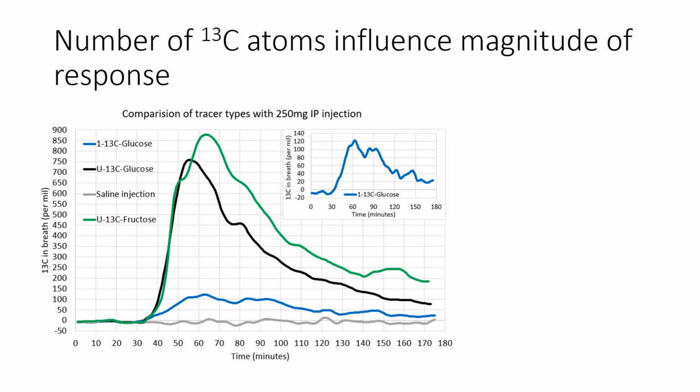Together, these calculations demonstrate that VCO2 and the number of carbon-13 atoms contribute significantly to the rate of tracer oxidation.